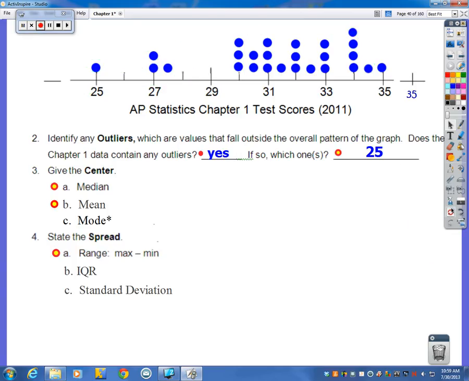Now, center. So we had S, shape, O, outlier, C, center. Now, we have 3 options: mean, median, mode, and I know you've done this stuff forever.